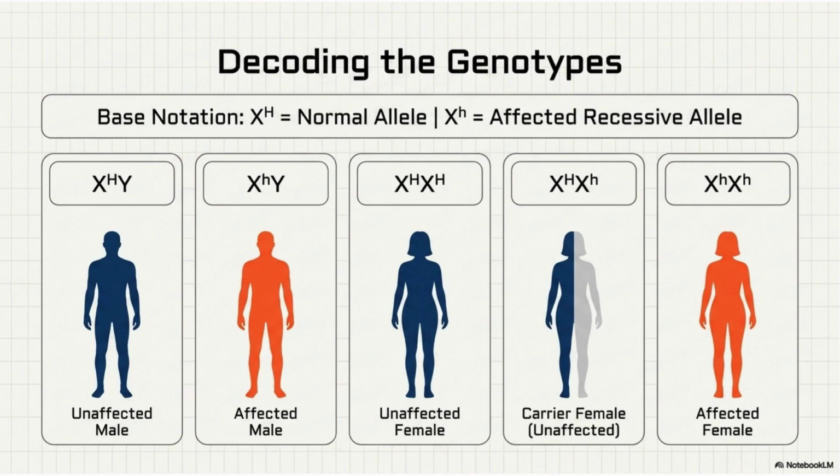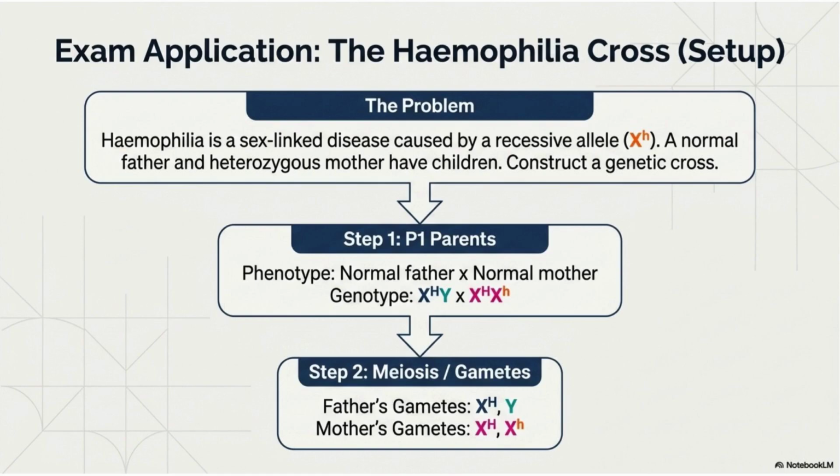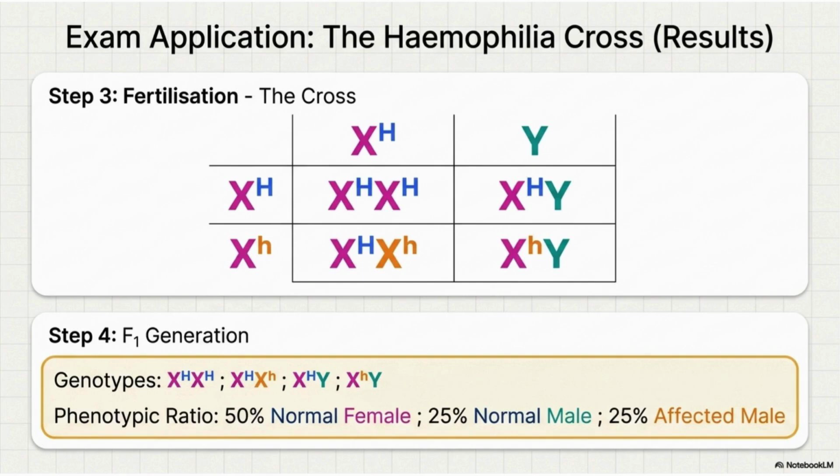An affected male has one X with the hemophilia allele and one Y. There's no second X to fix the problem, so the condition is expressed. When solving genetic crosses, always follow these steps. First, write the genotypes of the parents, then determine the gametes. Next, draw your Punnett square and finally work out the offspring.